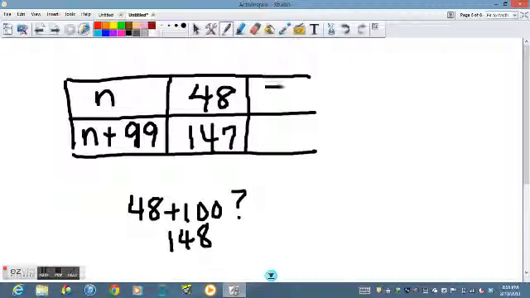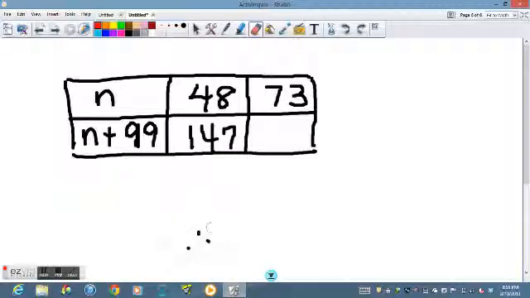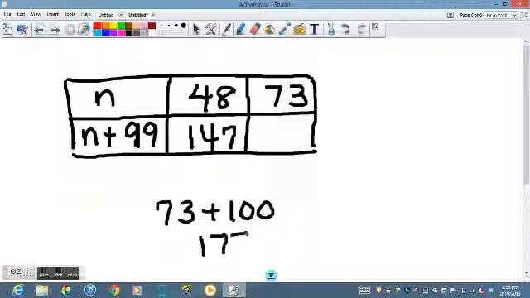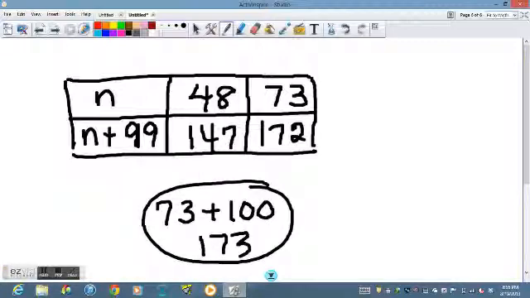Alright, let's do another one. Let's say my top number is 73. Alright, now I'm adding 73 plus 99 to get the bottom number. Well, I don't know what 73 plus 99 is, but I can figure out what 73 plus 100 is really easily. That's 173. So what's 73 plus 99? Well, it's going to be one less than that, 172. Okay? So this is what I'm thinking in my mind, and I'm coming up with the answer.